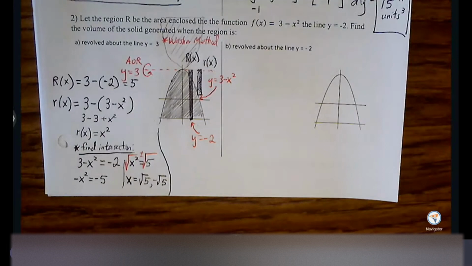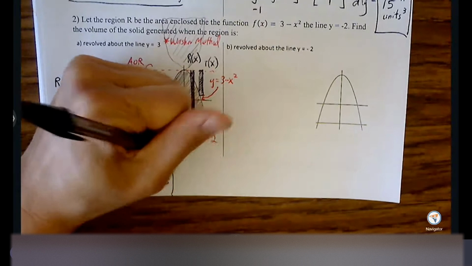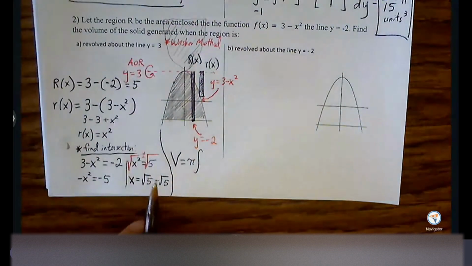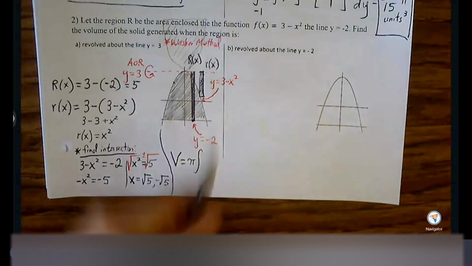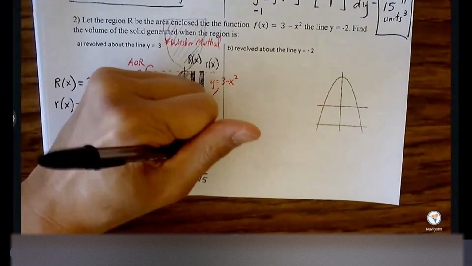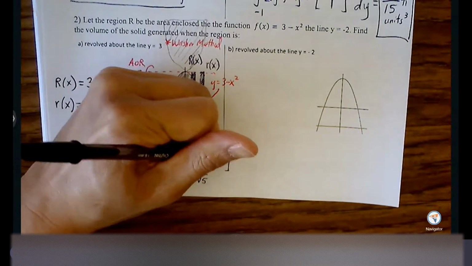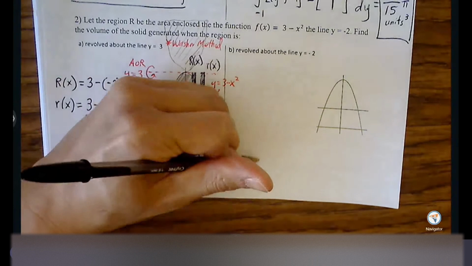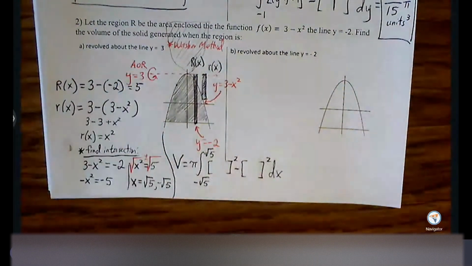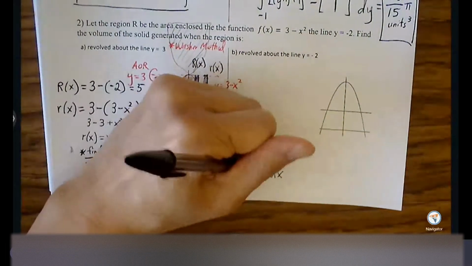Okay, I think we're ready, right? We have everything that we need. So volume, pi, definite integral, left bound to right bound, smaller to larger value, big radius squared minus little radius squared dx. Big radius is 5, little radius is x squared.